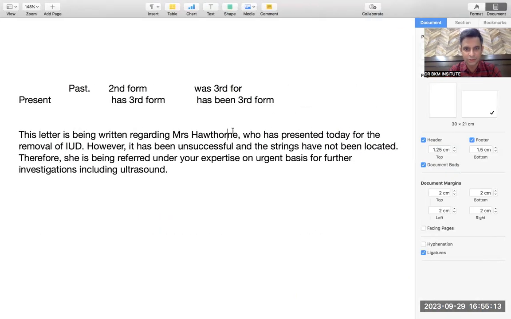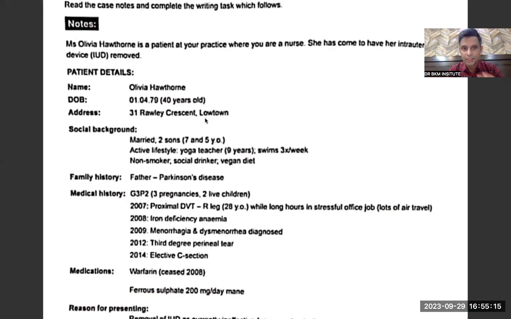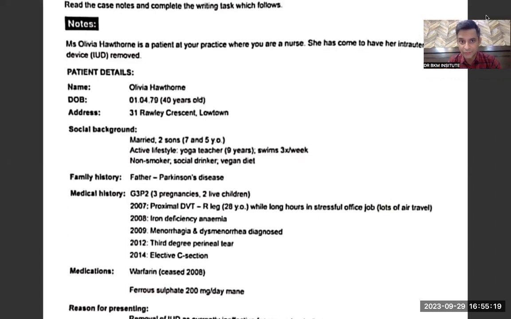H-O-T-H-O-R-N-E. T-H-O-R-N-E. All good. So Mrs. Olivia Hawthorne is a patient at your practice. Practice means clinic. Practice means where you practice. Surgery is also clinic in the foreign countries. So if you see the word surgery, it also means the patient presented at your surgery, meaning at your clinic.